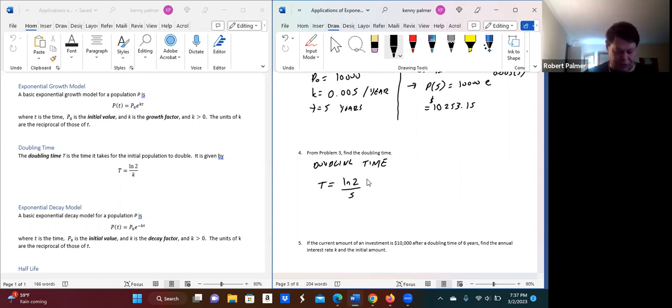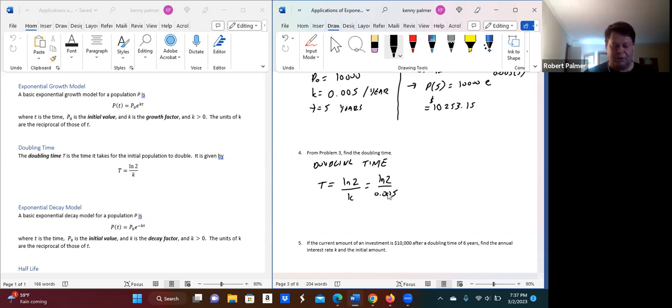So the natural log of 2 — oh, sorry. Something looks weird. No, it's not 5. I'm sorry, it's K, which is over K. And this is going to be the natural log of 2 over K, which is 0.005. Okay, there we go. Let's try that again.